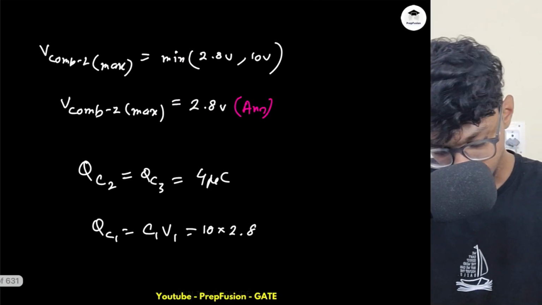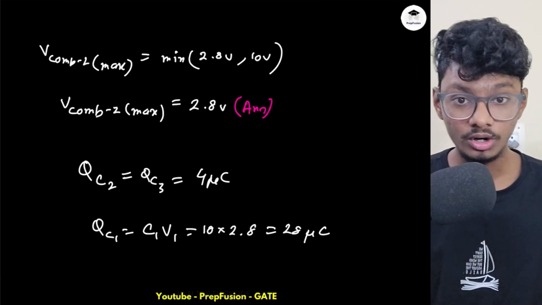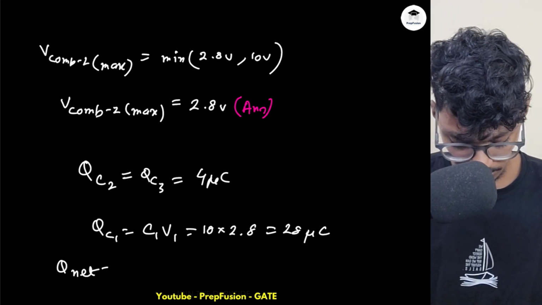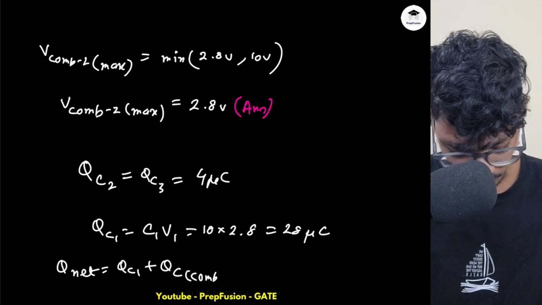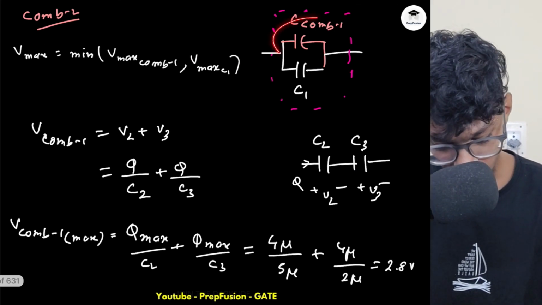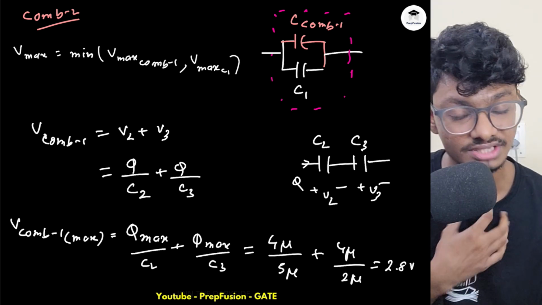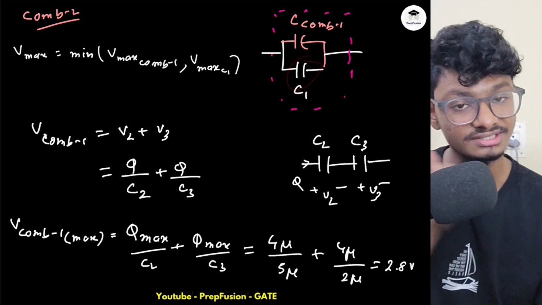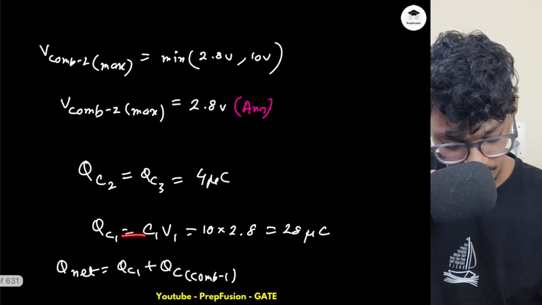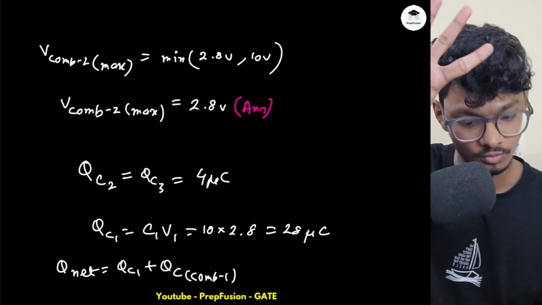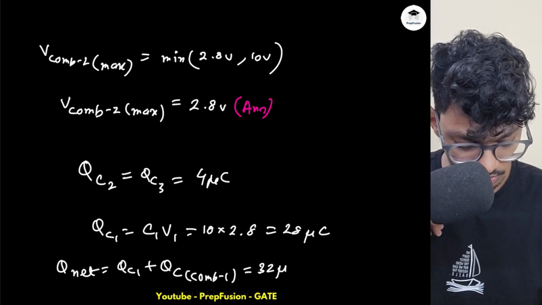So this will get damaged simply. So it will be 10 times 2.8, which is 28 microcoulomb. So what will be the QNet? QNet will simply be QC1 plus QC of combination 1, because this combination 1 is connected in parallel. The combination possesses 4 microcoulombs, since C2 and C3 are in series and have the same charge. So QNet will be QC1 plus Q combination 1, that is 32 microcoulombs.